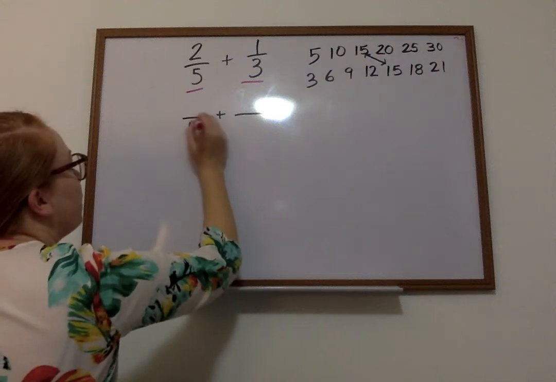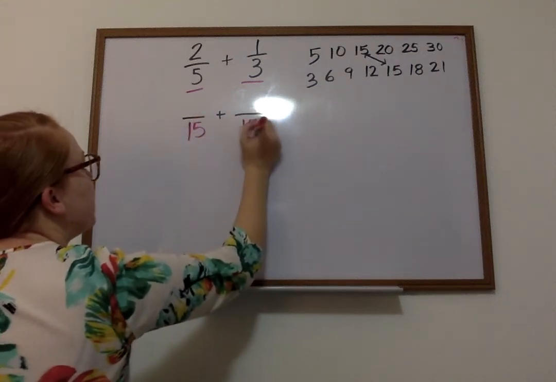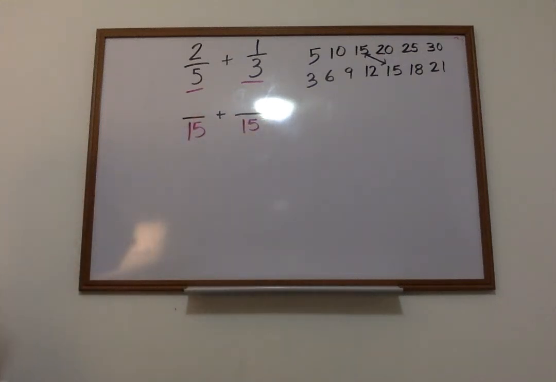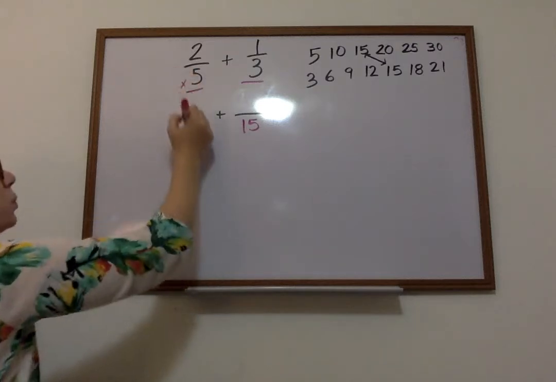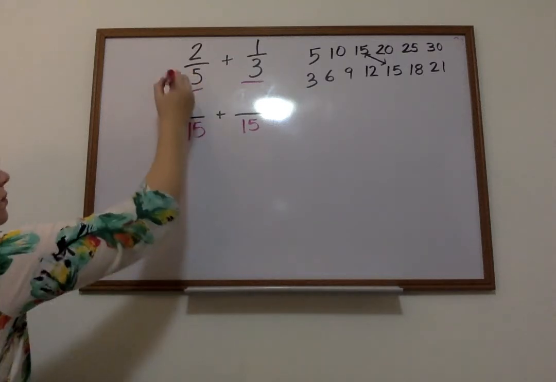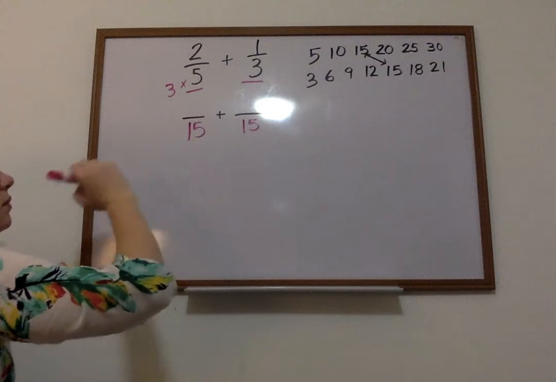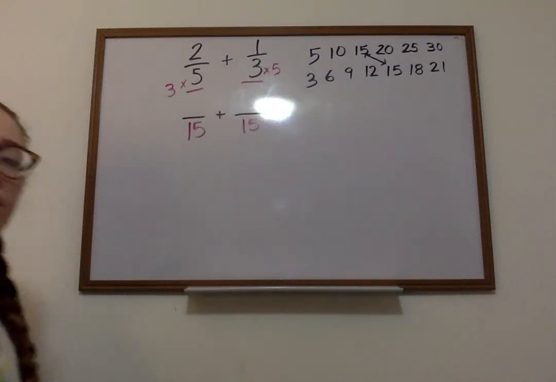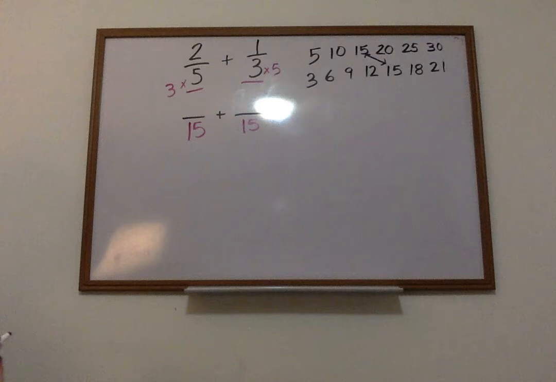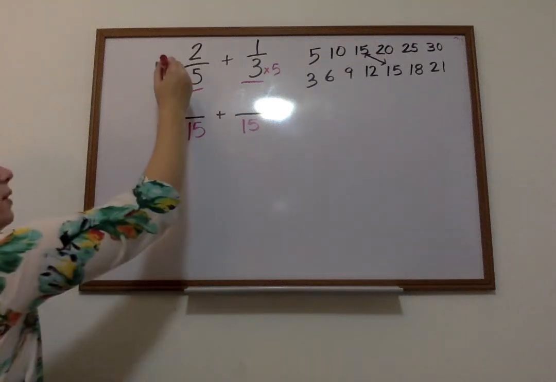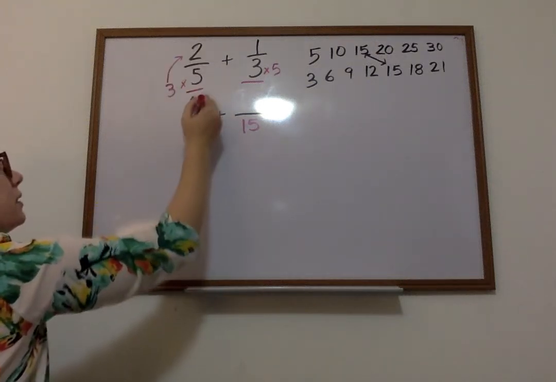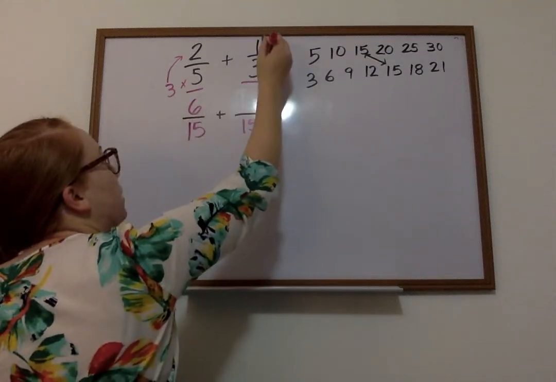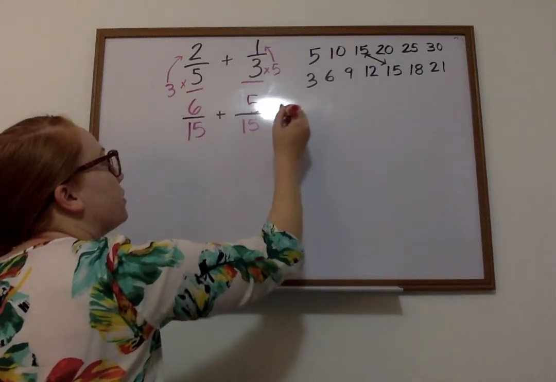So I'm going to plug in my 15 here and my 15 here. Next, I got to ask myself how I got there. 5 times what gave me this 15? 5 times 3. 3 times what gave me this 15? 3 times 5. Whatever I do to the bottom, I have to do the top. I got to keep it fair. 3 times 2 is 6. 5 times 1 is 5.